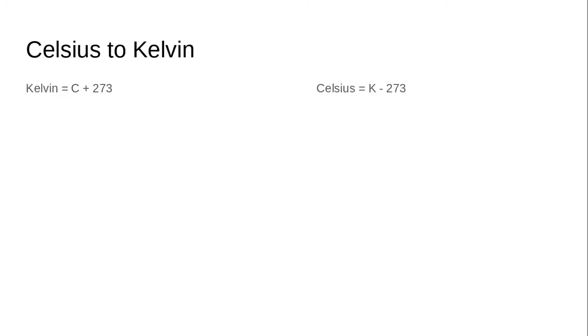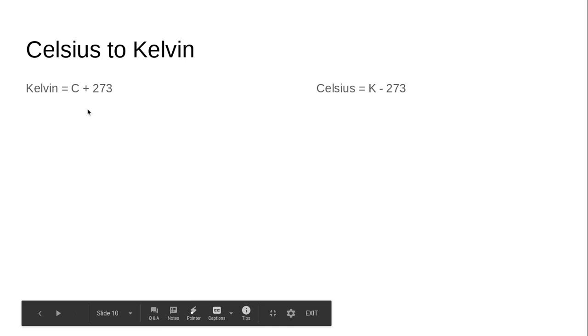Celsius to Kelvin has a really nice conversion because Celsius has zero as its freezing point. The freezing point of water, if you were to convert between Celsius and Kelvin, would be 273 Kelvin. So when you're converting between Celsius and Kelvin, all you have to do is add 273 to your Celsius number or subtract 273 from your Kelvin number. So let's say you had 100 degrees Celsius. In Kelvin, you'd have 373 Kelvin. So this conversion is nice going between Celsius and Kelvin.